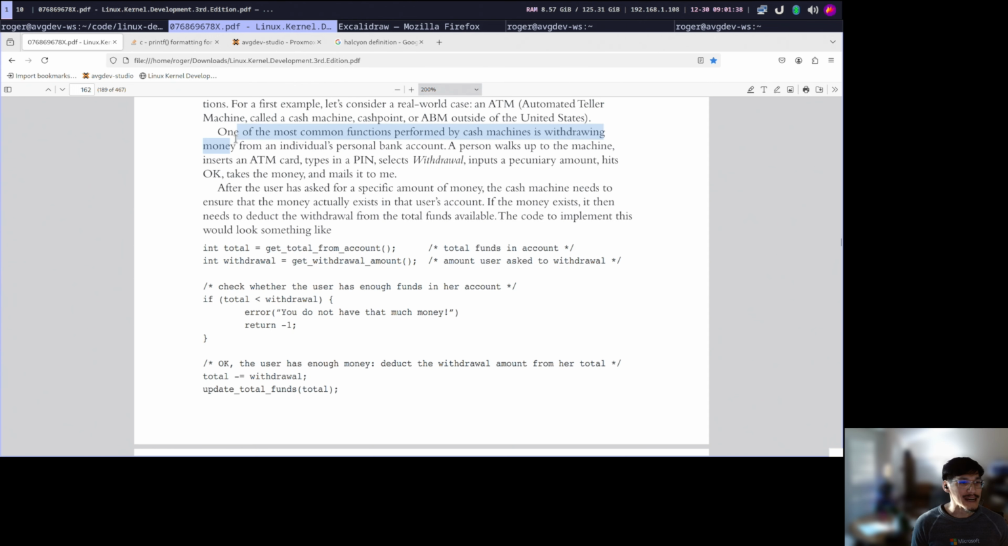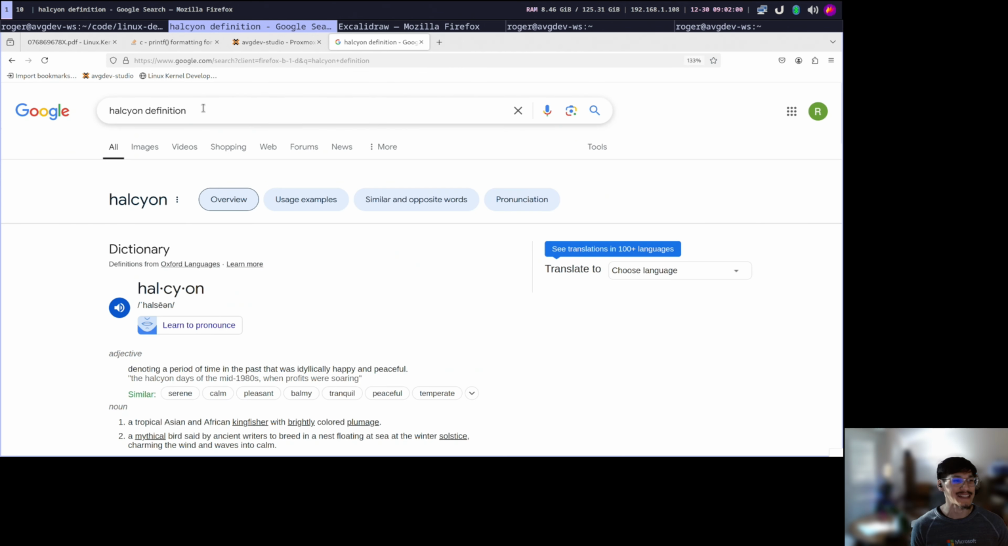One of the most common functions performed by cash machines is withdrawing money from an individual's personal bank account. A person walks up to the machine, inserts an ATM card, types in the PIN, selects withdraw, and inputs a pecuniary amount. I kind of know what this means, I just don't know how to say it. So let's do it.